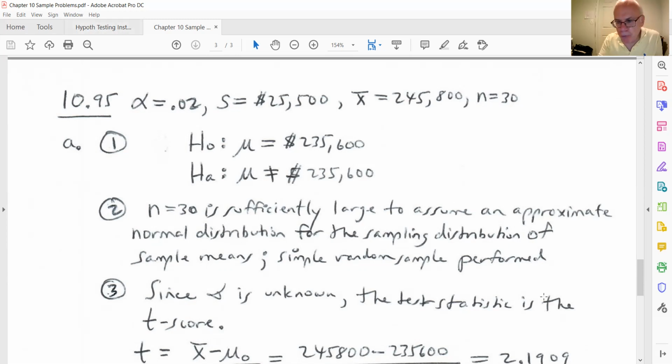I don't know if that's what you had seen. 30, of course, is large enough to assume a normal distribution for the sampling distribution. By the way, in addition to that, one of the requirements for doing a hypothesis test is that it was a random sample. All right, so random sample is important also.